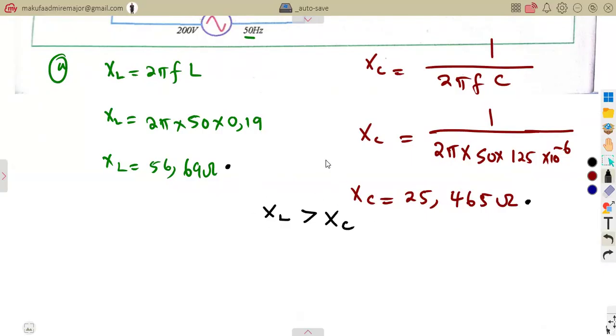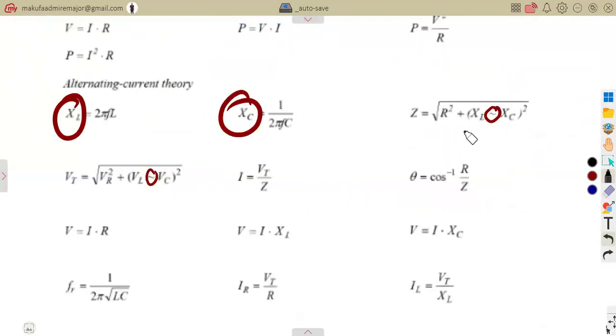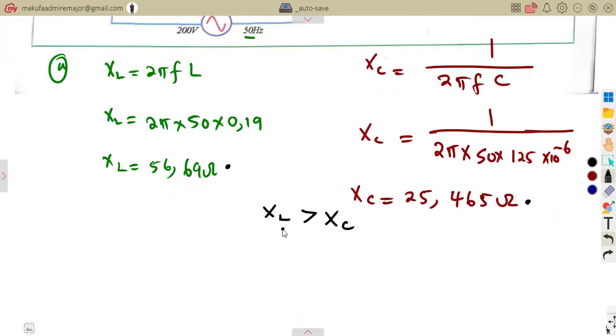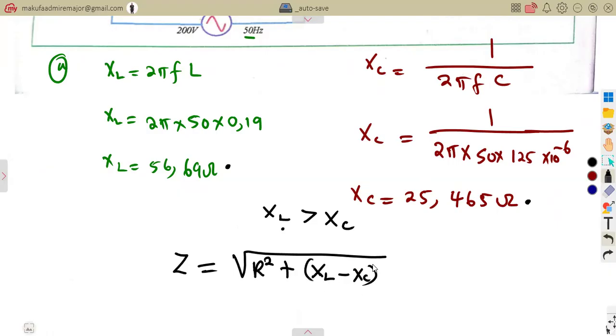Because we saw that the impedance is controlled between VL and VC. So is it XC or XL which is bigger? In this case, it is XL. So therefore, our Z is going to be the phasor sum, which is the square root of R squared plus the difference between these two, which is the bigger one minus the smaller one. So it's (XL minus XC) squared.